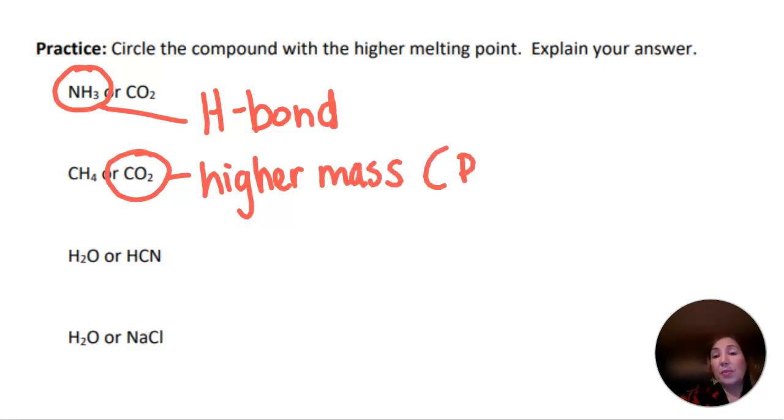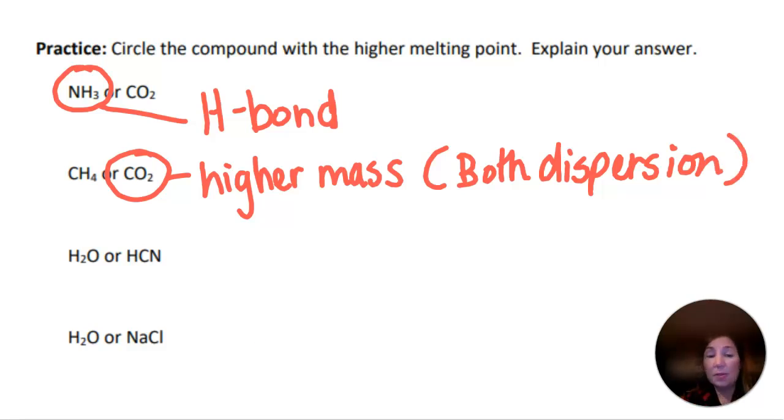And again, because they were both dispersion, we really needed that sort of tiebreaker to help us figure that one out. Higher mass, more electrons, do more bunching up. That will give you the higher melting and boiling point.